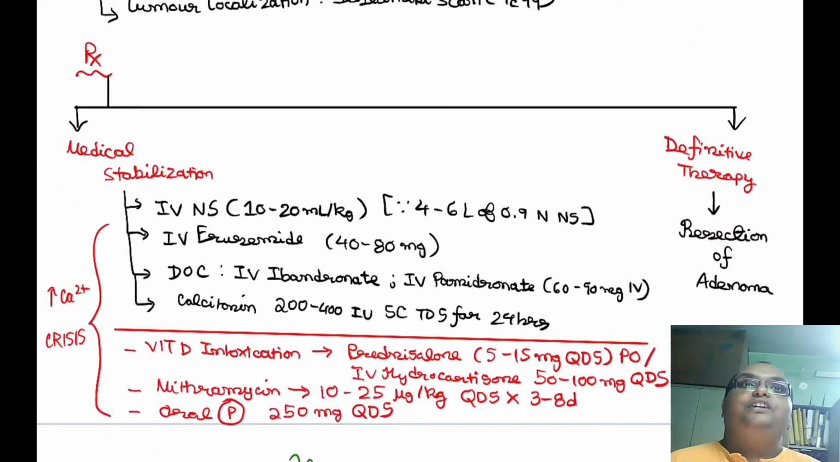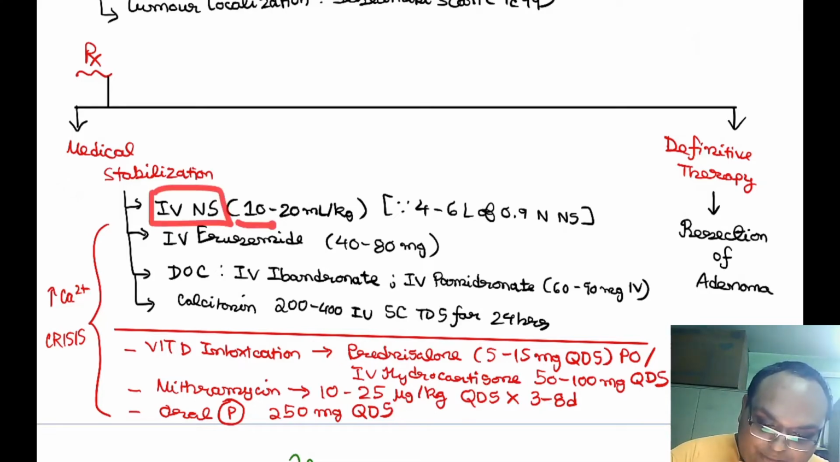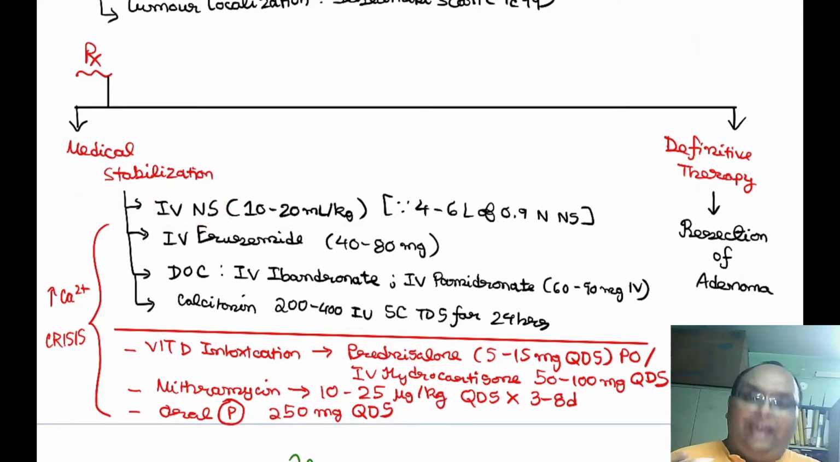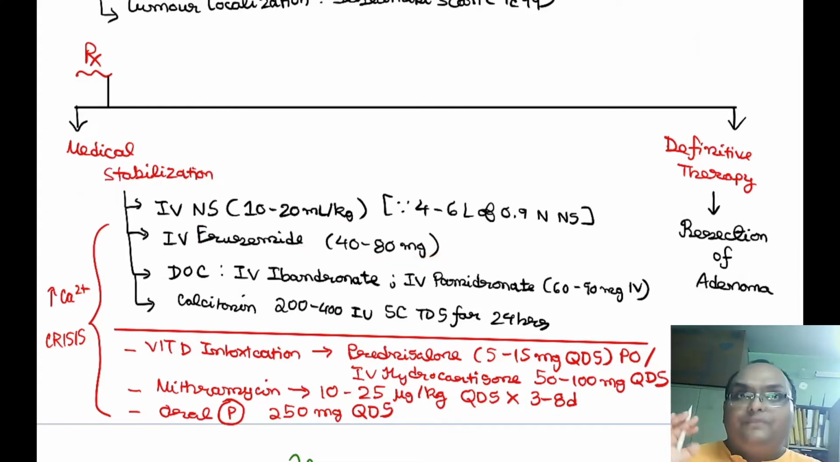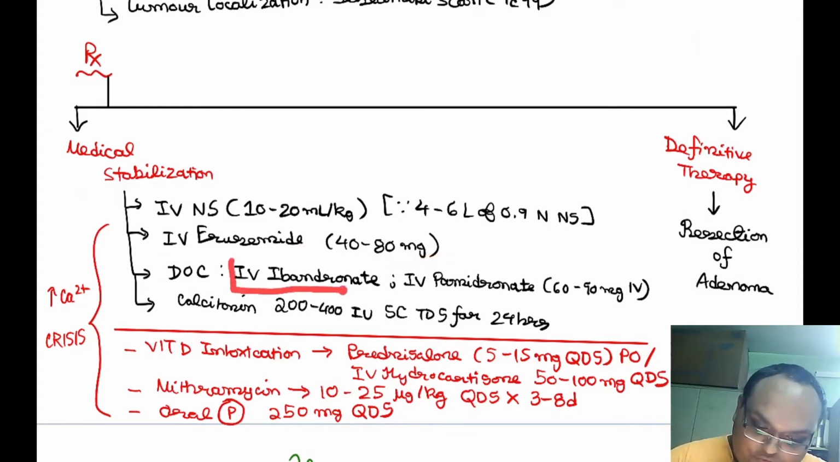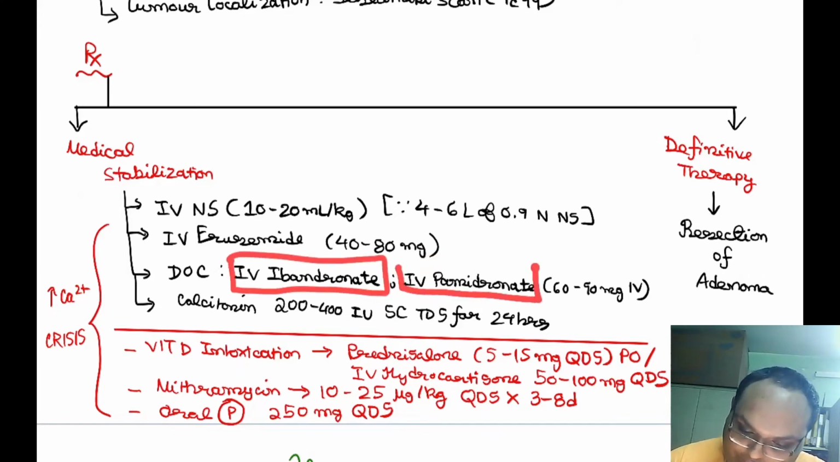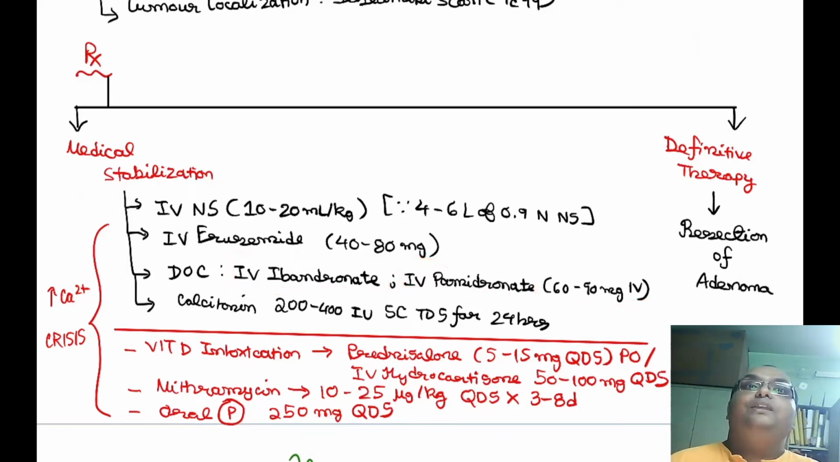How do you stabilize the condition medically? You have lots of calcium in the body, you have to wash it out. How will you wash it out? You give IV normal saline 10 to 20 ml per kg, right? And you wash it out with IV furosemide 40 to 80 milligram, maybe a single dose. Drug of choice, always bisphosphonates, ibandronate or pamidronate 60 to 90 mg IV.